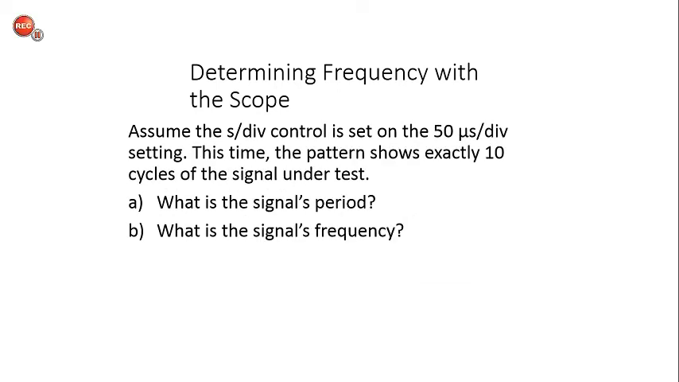This example says assume the seconds per division control is set to 50 microseconds per division. This time the pattern shows exactly 10 cycles of the signal under test. So we see 10 complete oscillations of the sine wave across the screen, and there are 10 divisions, so each cycle must occupy 1 division. Each division is worth 50 microseconds, so the period of the signal is going to be 50 microseconds. If we want to know the frequency, we divide 1 by the period. So 1 divided by 50 microseconds is going to be 20 kilohertz. So the frequency is 20 kilohertz.